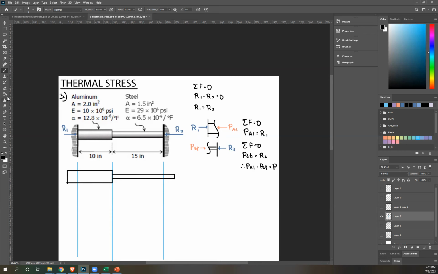Okay, so let's do that. So this is how much it expands due to temperature. Same thing here. But this is for aluminum, this is for steel. Next step is to apply force so that it goes back to its original shape.